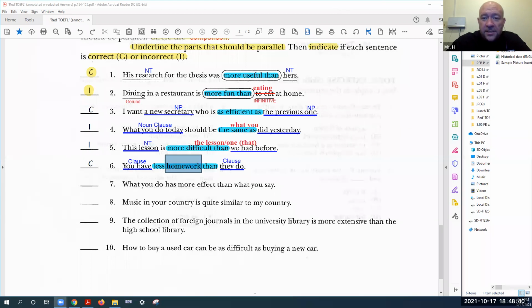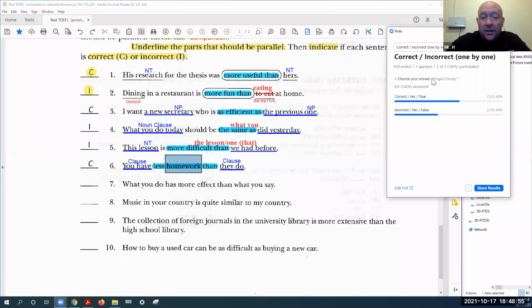Ten seconds, guys. 5, 4, 3. All right, we're done. Good. Houston, we have a problem. 2 and 3. All right. Do Alt-Y if you said it's incorrect.